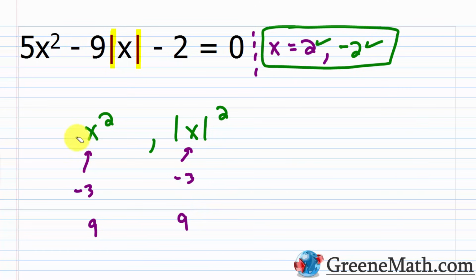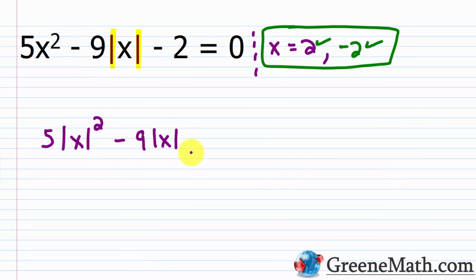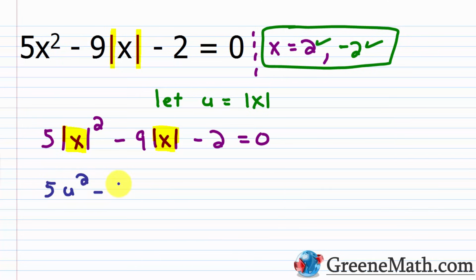So what I can do here is I can just rewrite this. And I can say that we're going to have 5 times the absolute value of x, that's squared, then minus 9 times the absolute value of x, then minus 2, and this equals 0, okay? So now I have the absolute value of x here, and I have the absolute value of x here, okay? So what I'm going to do is just make a little substitution. I'm going to let u be equal to the absolute value of x, okay? So now I'm going to replace the absolute value of x in each case with u. So I'm going to have that 5u squared minus 9u minus 2 is equal to 0.